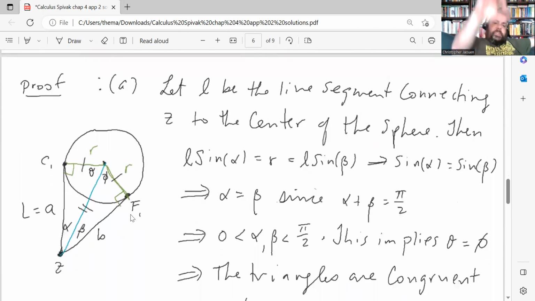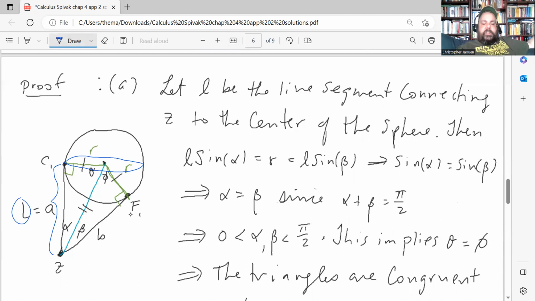All right, so here I'm just bringing out a portion of the picture, just blowing it up so it's easier to see what's going on here. So here we have the sphere, the equator. Let me draw that in here. The equator is this curve here, right? So L is this length here, which I'm calling A, just to make it easier to see what's going on when I show you the derivation. And then this length here I'm calling B, which is the line segment from Z to F1, which is the other point of tangency.